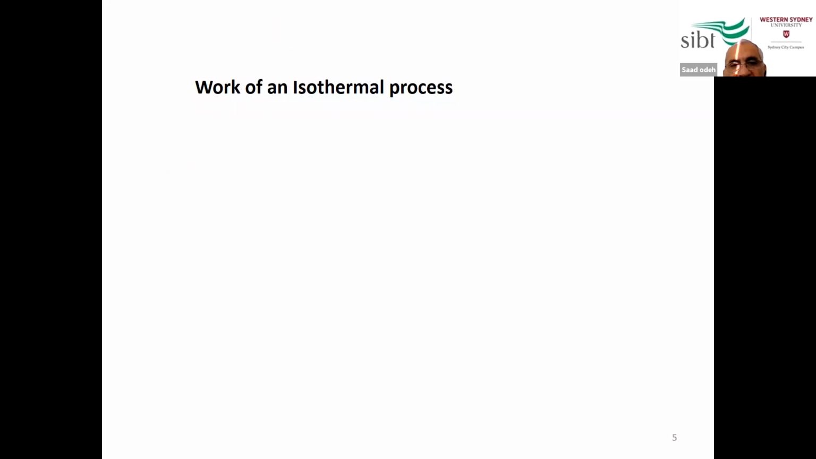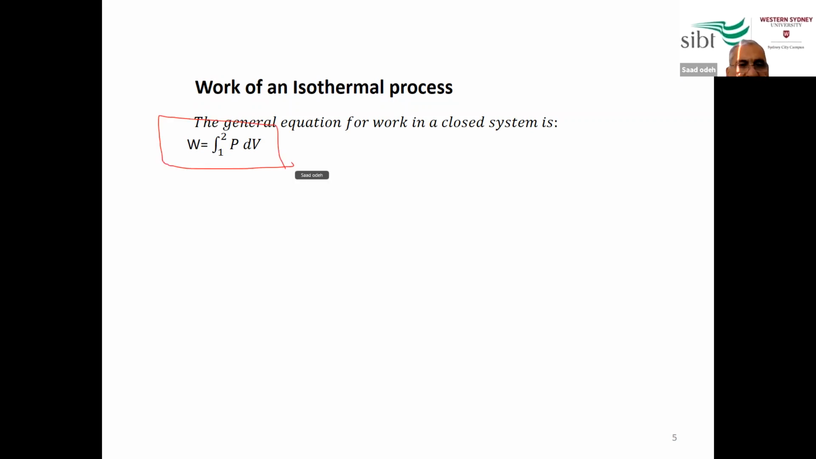The work done depends on the process that we have. Remember, we mentioned before the isothermal process, where we have a constant temperature process. If you want to find the work during this process, again, we apply the general equation of the work, which is W equals the integration between 1 and 2 of P dV. And then we have the ideal gas equation mentioned before, which is PV = mRT.